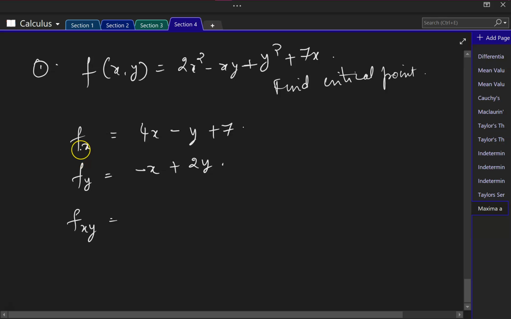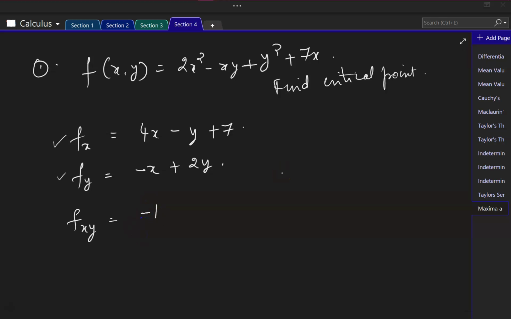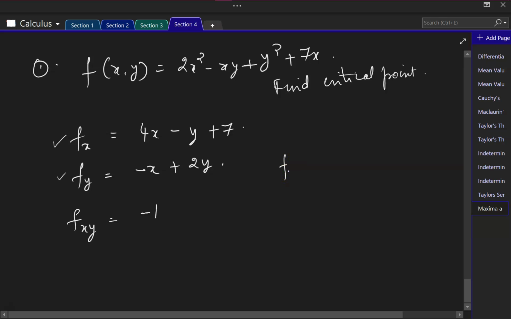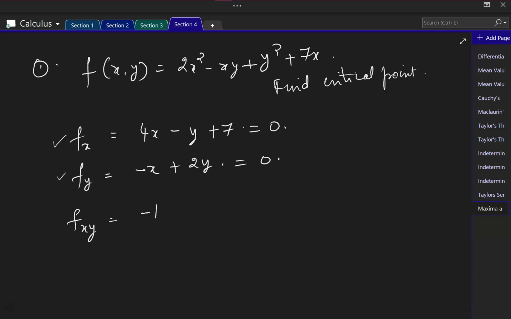And the partial derivative with respect to x and y, we can take this and find the partial derivative with respect to y, or we can take this and do the partial derivative with respect to x. So let's take the first one. So minus 1. Let's do this. First of all, we have to make sure that this is equal to 0, so that we can evaluate the x naught, y naught.